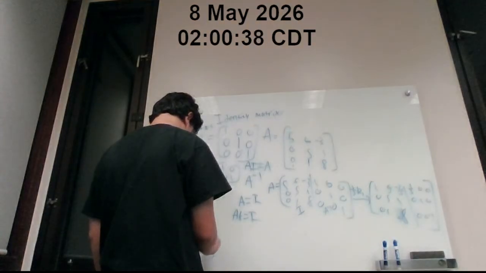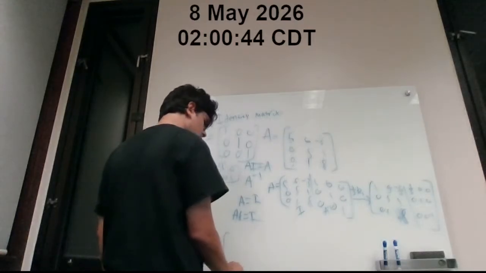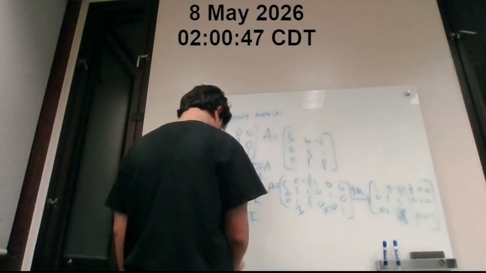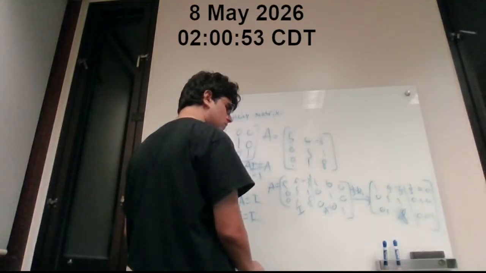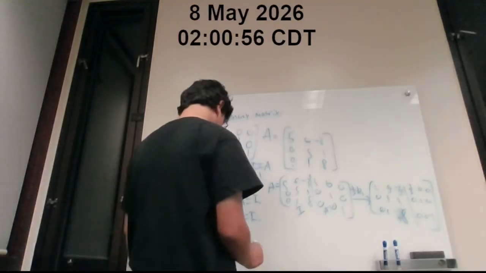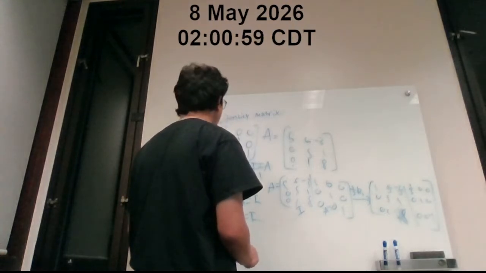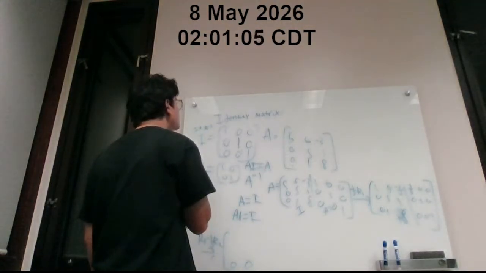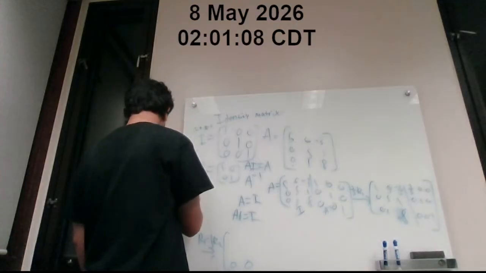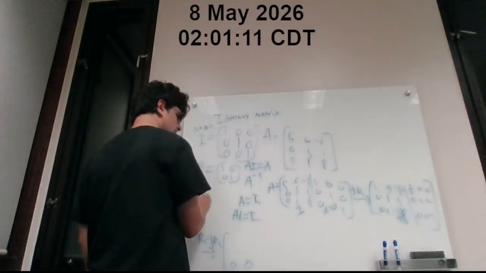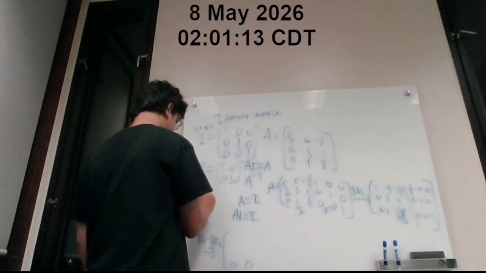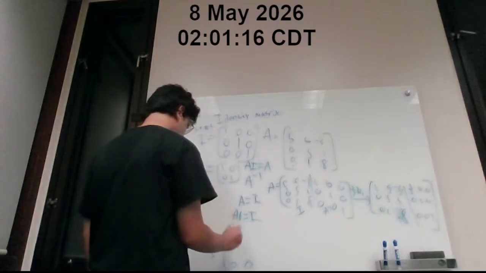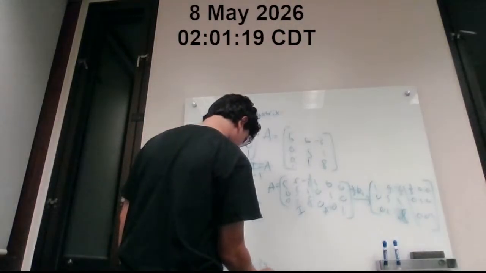R3 minus 1/5 R2. 0, 0. Wait, no, that's not. Oh wait, yeah, it is. 1/5 of 1/5 of 1. Wait, no, this is 1/5. 10 to the 5 squared, so that'd be 40 over 5 minus 5 over 5 minus 1 over 5. So that'd be 39 over 5.